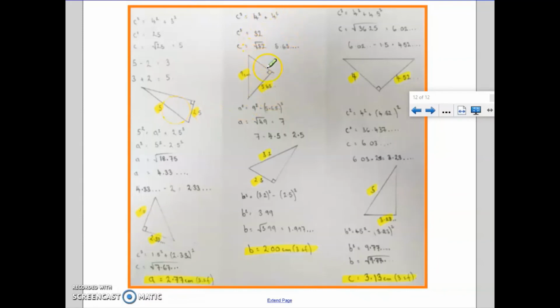Same for B. This is my calculation and working out for B, and you can see how I got to 2.00 centimeters. And finally, my method and working out for finding C. Very well done if you were able to find the value of A, B, and C. That shows a very good understanding of applying Pythagoras' theorem. Well done.